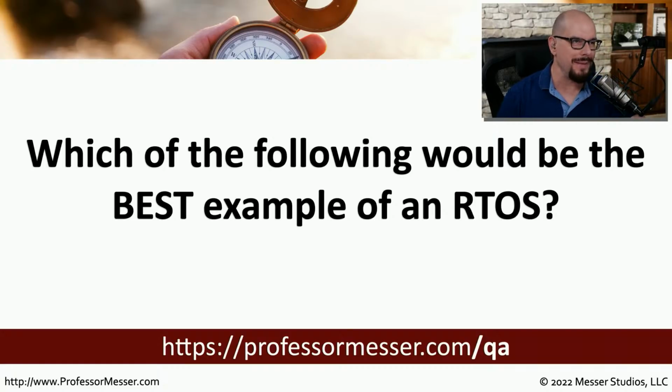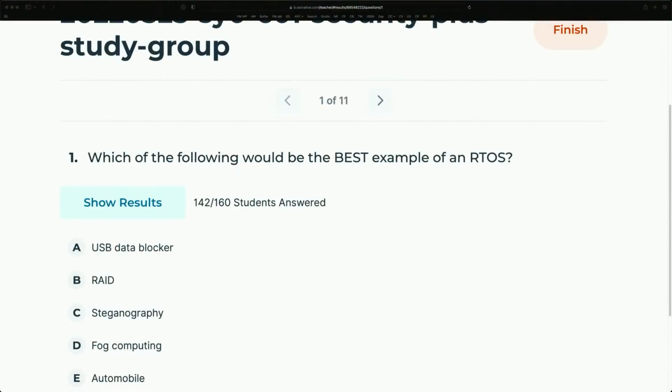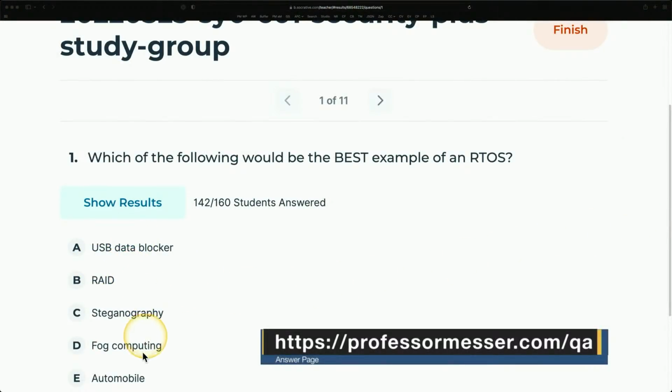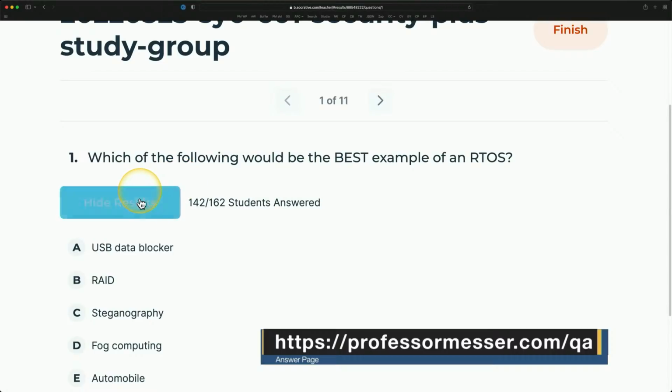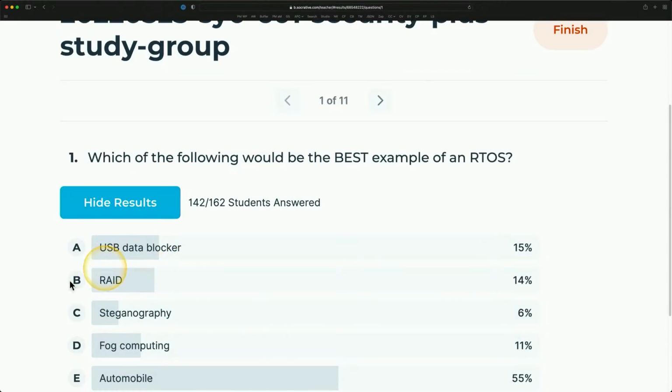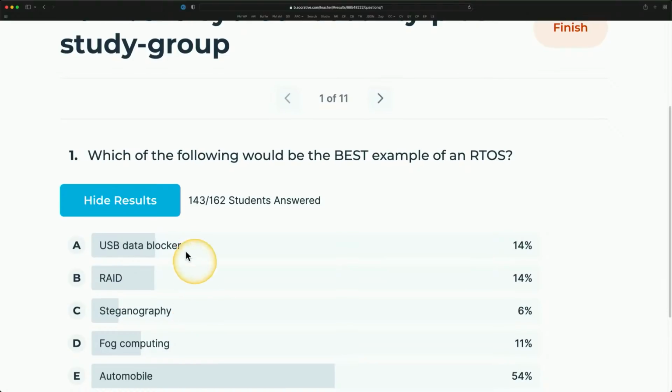So let's have a look at this question. Which of the following would be the best example of an RTOS? Is it USB data blocker, RAID, steganography, fog computing, or automobile? Let's see how you answered. If we click the show results option, 55% of you say it's an automobile. 15% said USB data blocker, now 14% said RAID, 12% said fog computing. That's effectively a three-way tie for third. And then lastly, steganography at 6%. 55% is certainly just over the majority.